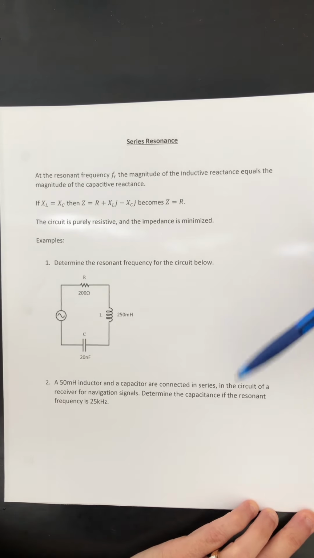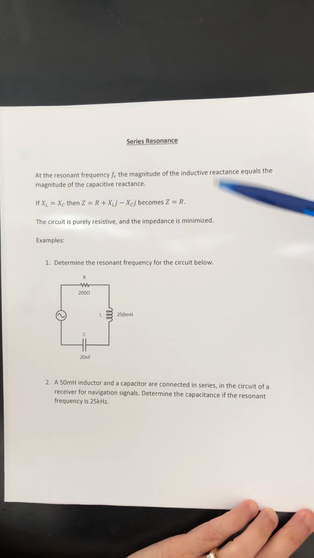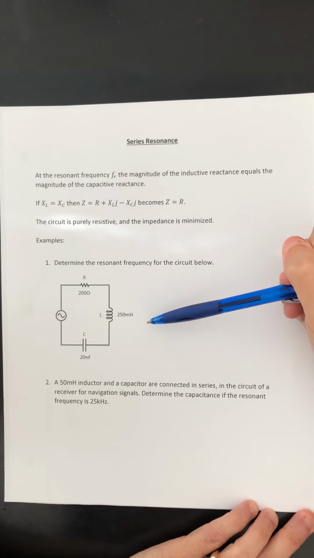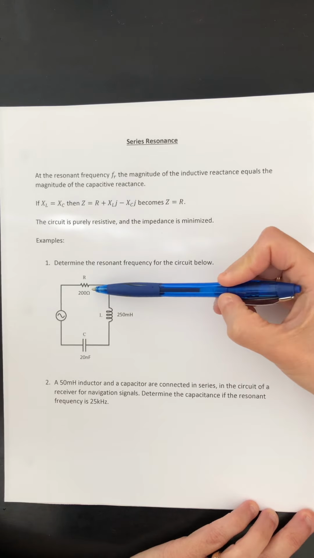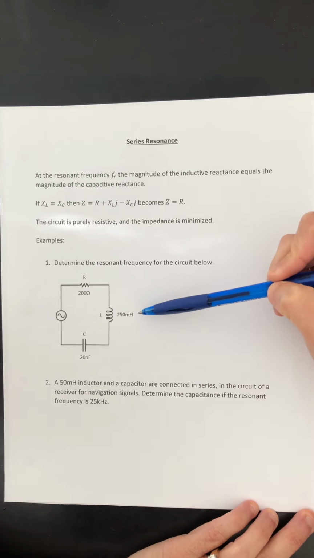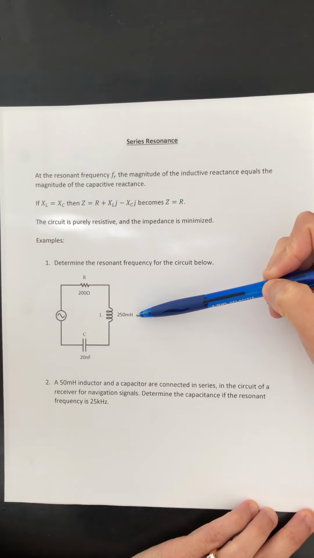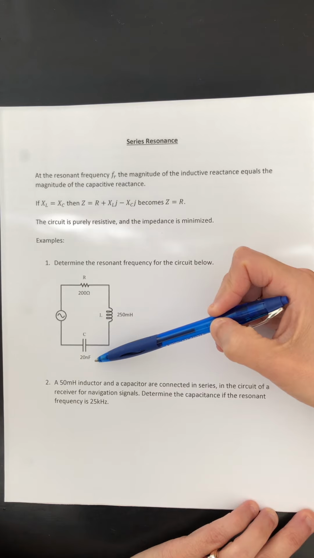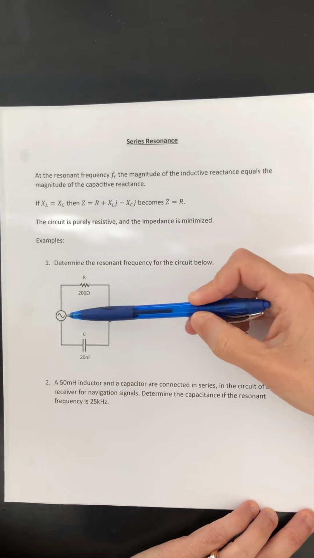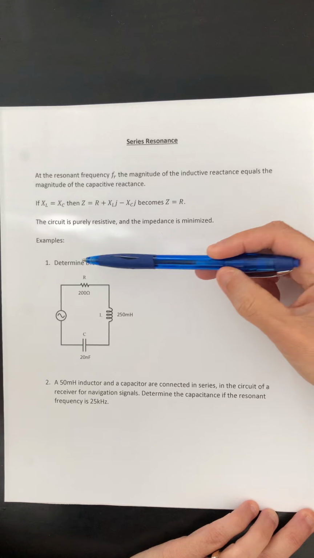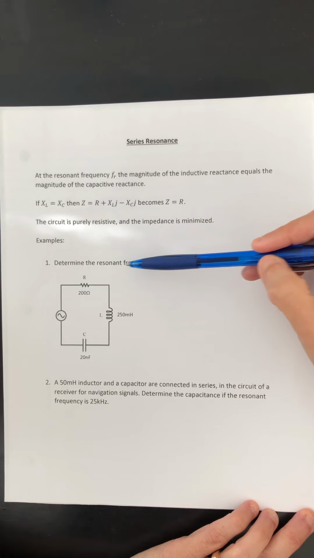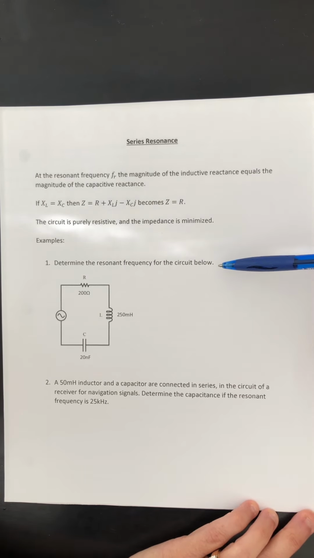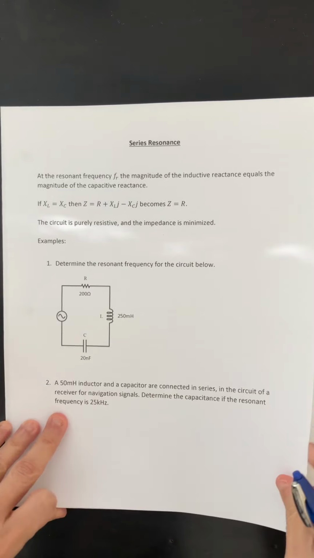So I think I'll just go through a couple of interesting examples with you. So here we have an RLC circuit. We have 200 ohms for the resistance. We have a 250 millihenry inductor and a 20 nanofarad capacitor, and these are connected in series to our AC source. So let's try this problem. Determine the resonant frequency for the circuit below. Okay, so let's give this a try.